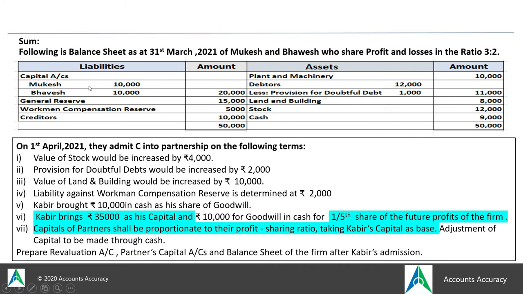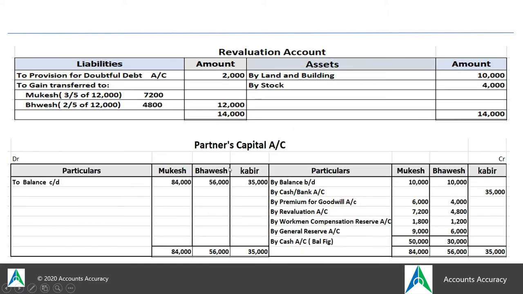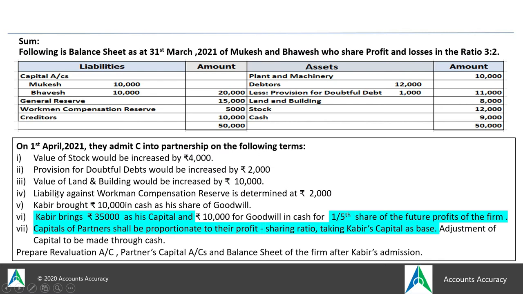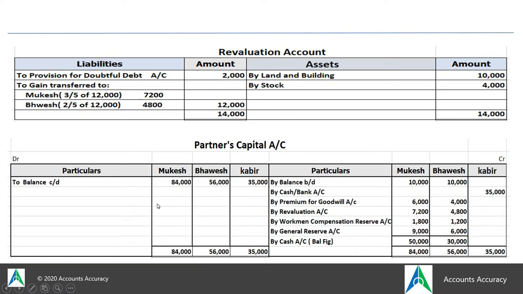Again, we have the third information, that is value of land and building would increase by 10,000. So it should be recorded at credit side of revaluation account because it is increase in value of asset, that is 10,000, that is land and building. Now we can notice that nothing else is provided which needs to be recorded in revaluation account. So we must do the balancing of revaluation account.